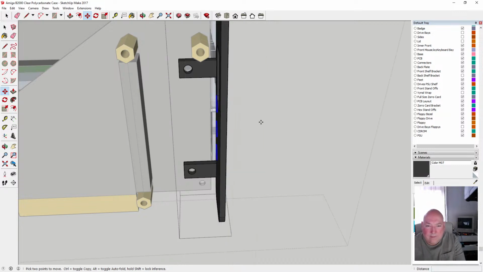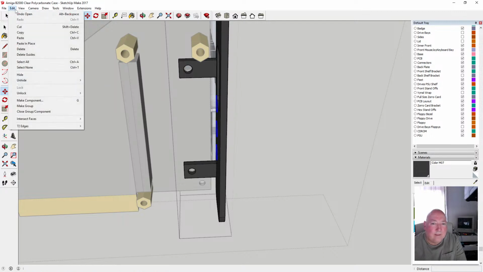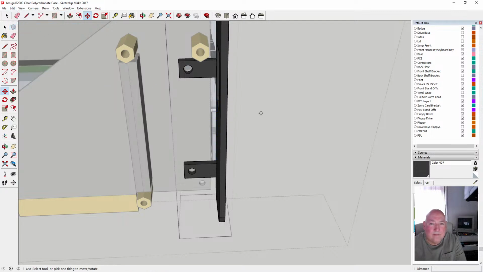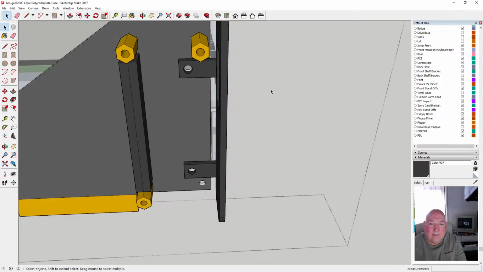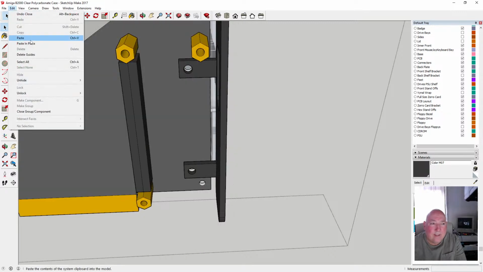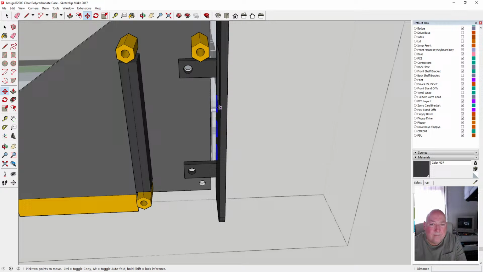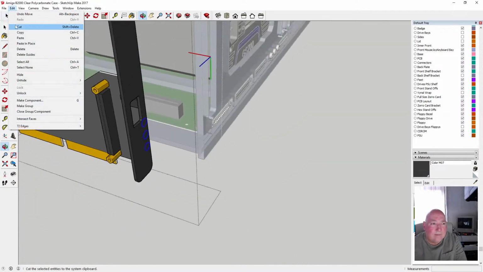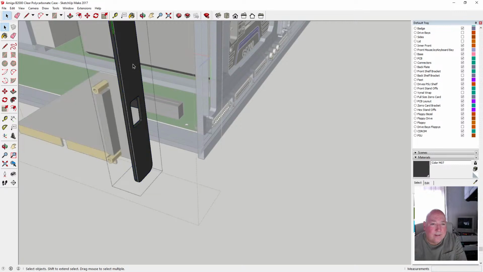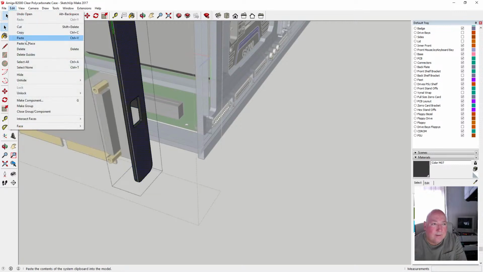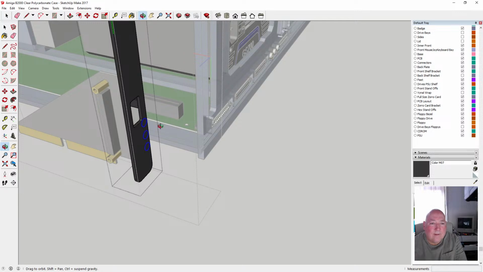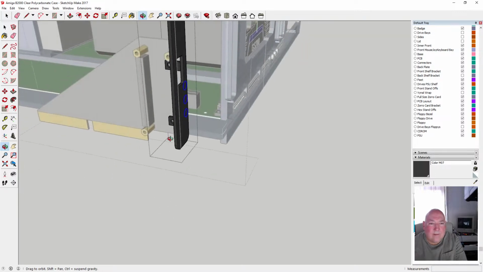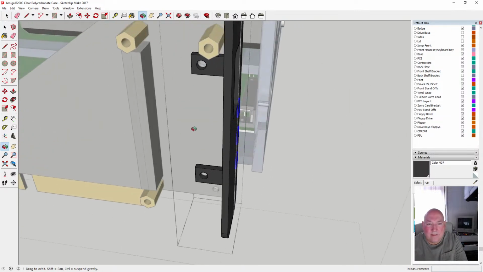What's it done? I don't know what we need to do. We need to cut them, come out of the model, paste them in place, then move them 2 mil, and then they'll appear on the front. Need to cut them, go back into the model and paste them in place. And we need to somehow swing this around. It's not going to be easy.